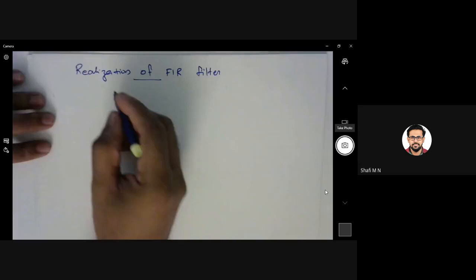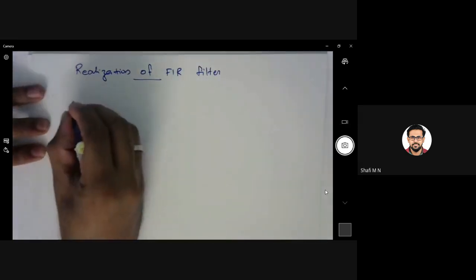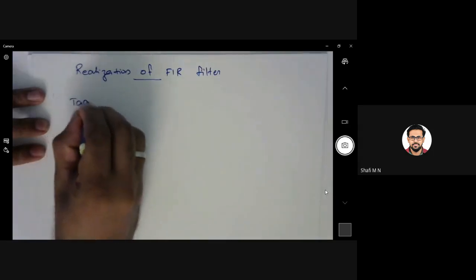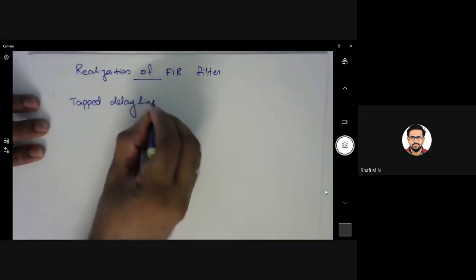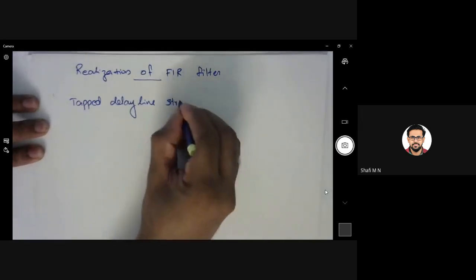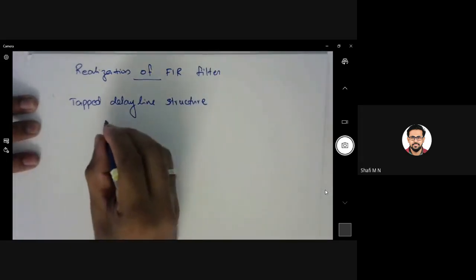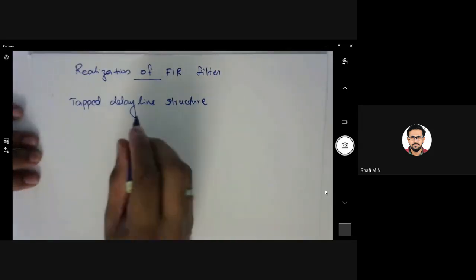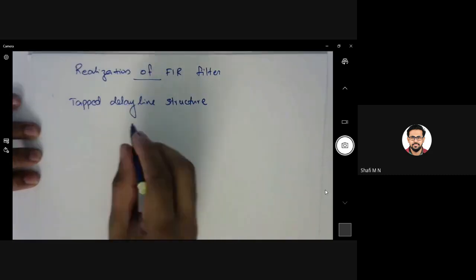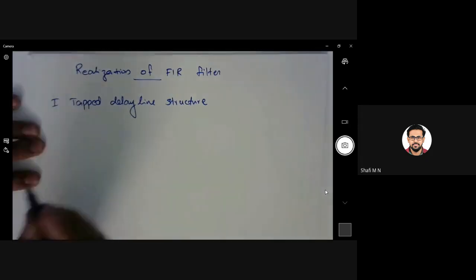Okay, yes, so we'll focus on the realization of FIR filters. The first method is called tapped delay line structure. So here we will discuss, actually the methods can be named as direct form and cascade methods, and I would like to consolidate them under the heading tapped delay line structure. Okay, we'll see why it is like that. So let me call it as first method, tapped delay line structure.